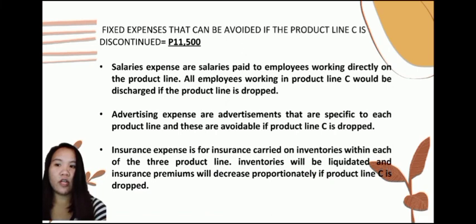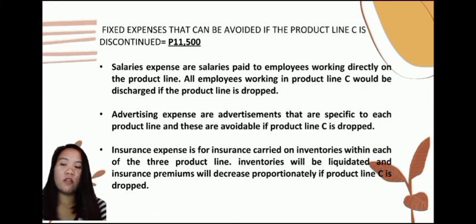Salaries expense are labeled as avoidable because these are the salaries paid to employees working directly on the product line, and all employees working in product line C would be discharged if the product line is dropped. Next is the advertising expense, which are advertisements that are specific to each product line, and these are avoidable if product line C is eliminated.